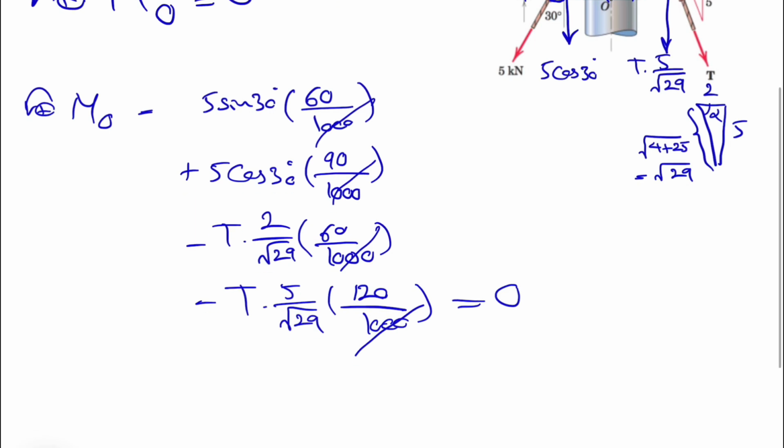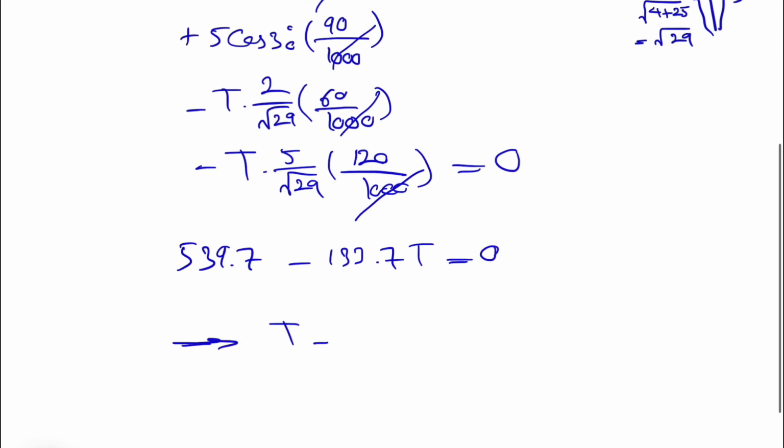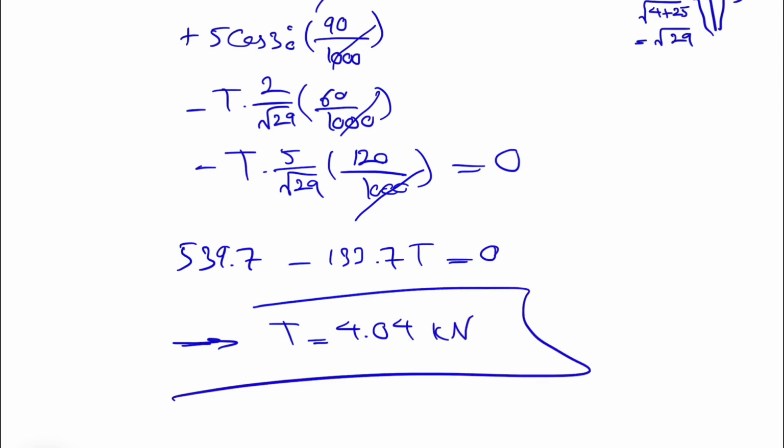And what we're going to get here is 539.7 minus 133.7 T is equal to 0, and we can find our T here, which will be 4.04. Since we have the force in kilonewtons, we're going to get a kilonewton force at the end of this question.